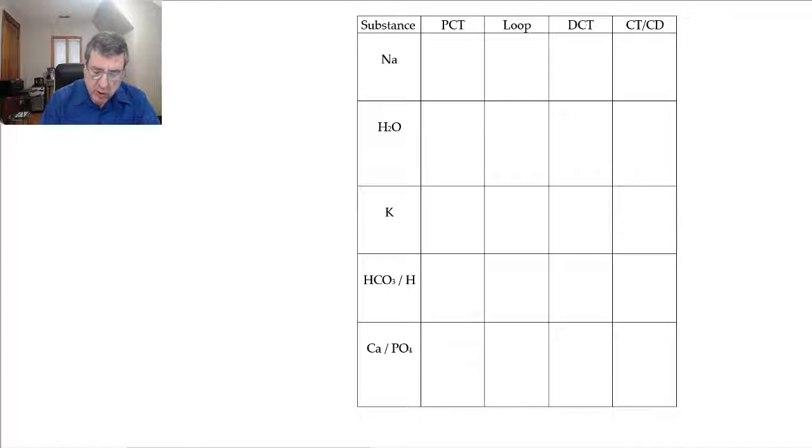So let's look at sodium first. Sodium is a substance that can be reabsorbed throughout the entire tubular system, okay? So we're looking at reabsorption in the proximal convoluted tubule, the nephron loop, distal convoluted tubule, and the collecting tubules and ducts. Now, with sodium, nearly 100% of it is reabsorbed. 98 to 100% is reabsorbed, okay?